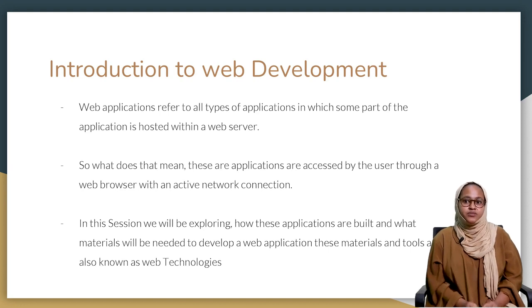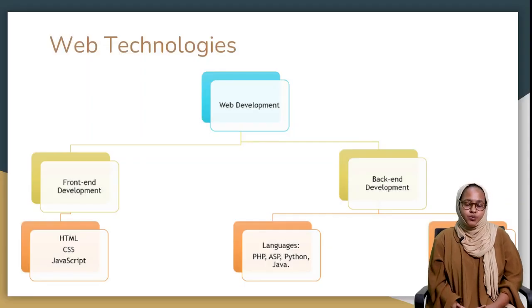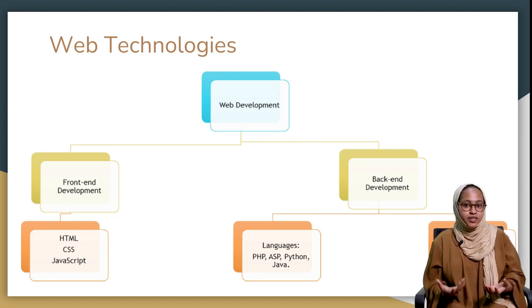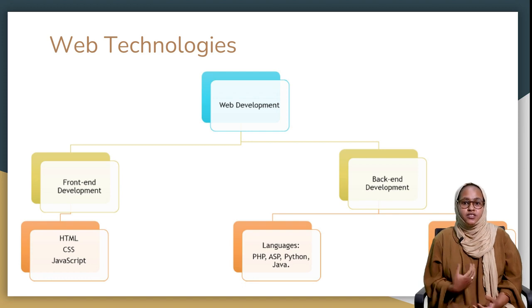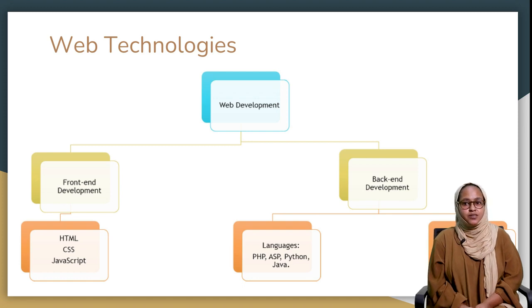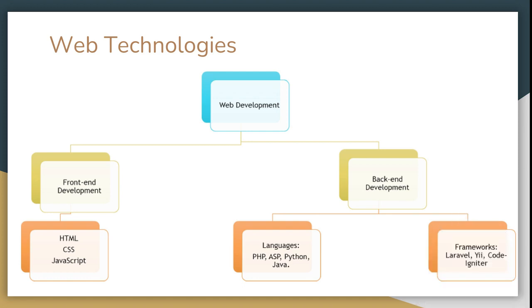Now, in this session, we will be exploring how these applications are built, what materials are needed, and what tools are needed. These materials and tools combined together are what we term as web technologies. Now, in web development, we can divide it into two parts: the front-end development and the back-end development. In the front-end development, we will be discussing technologies such as HTML, CSS, and JavaScript. And in the back-end, we will touch a little bit on frameworks and languages such as PHP, Python, and Java.